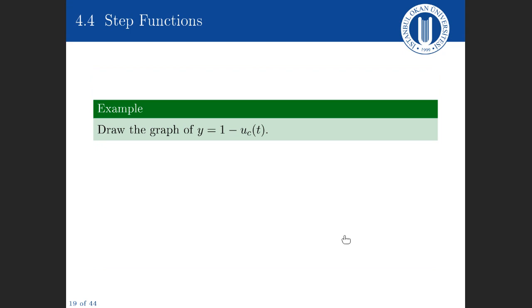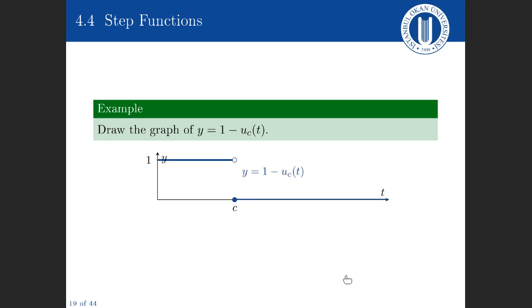For example, draw the graph of 1 minus cos c. It looks like this. First of all, at c equal to 0, we get 1 minus 0, which is 1. And then after c, at c equal to 1, we get 1 minus 1, or 0.